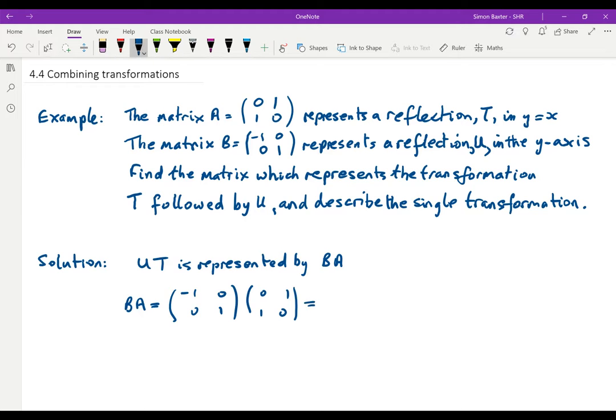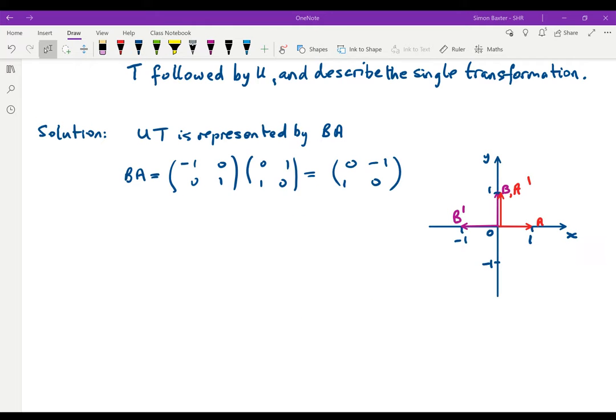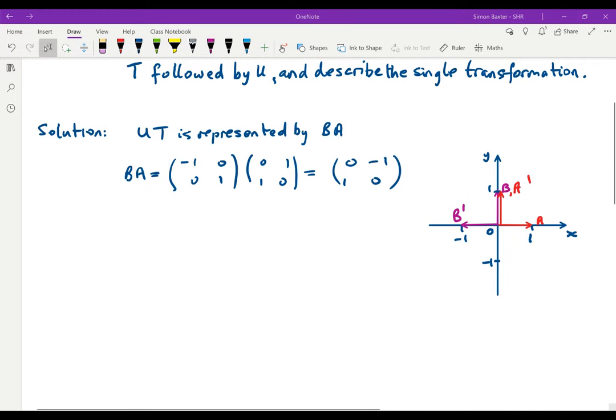This, when I multiply it together, is going to give me 0, minus 1, 1, 0. And we can see in the diagram that 1, 0 goes to the first column, which is 0, 1. So A goes to A dashed. 0, 1 goes to the second column, which is minus 1, 0, so B goes to B dashed. That means that we have a rotation about the origin through 90 degrees.